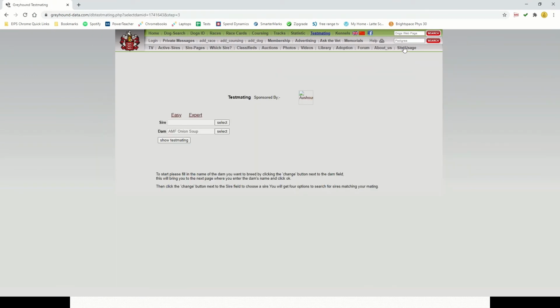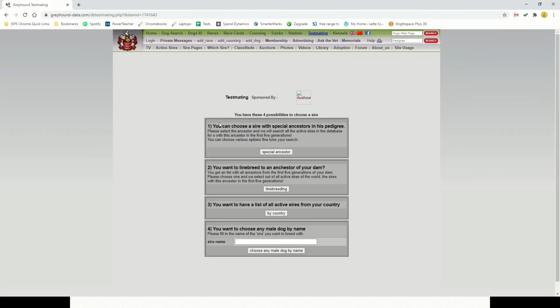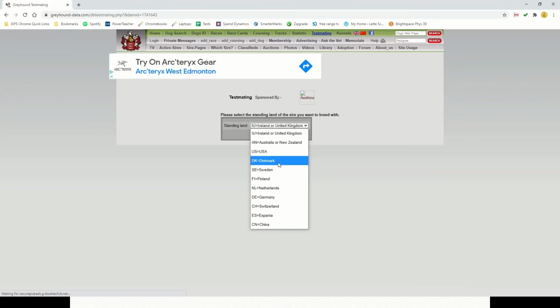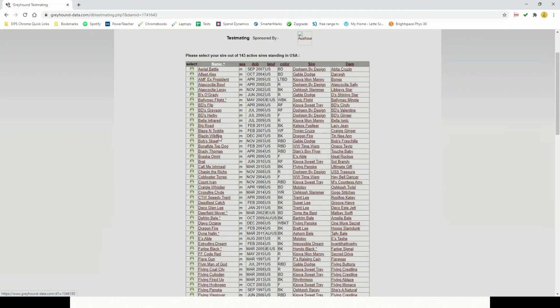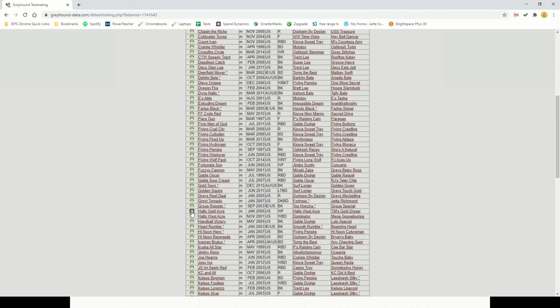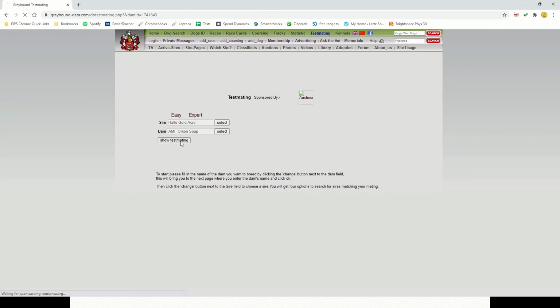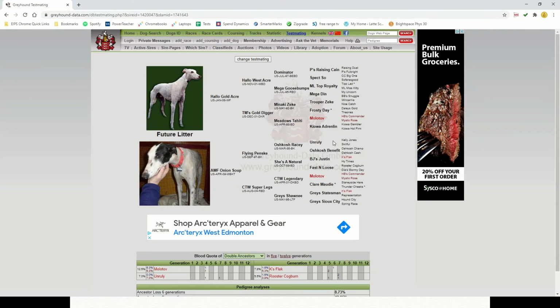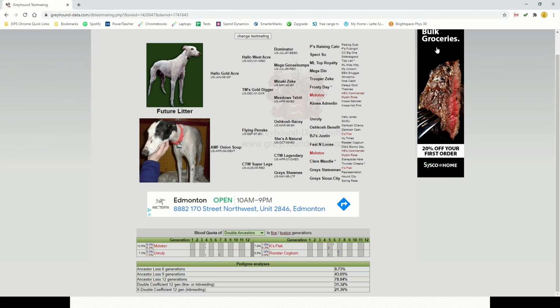We can do test mating. So we can mate her with someone from the USA. And we can test mate her with this dog, and we can sort of see what their pedigree chart would look like if we did them together, right? So we can see their pedigree charts, we can see who their parents were, and yeah. So it shows pedigree analysis here.